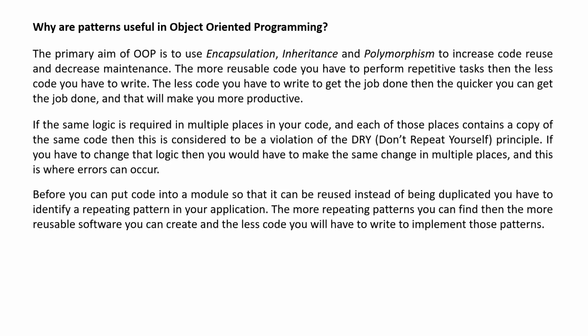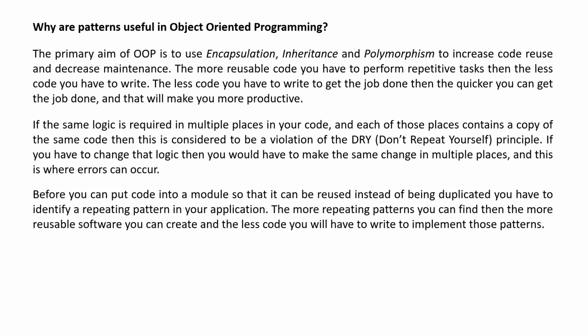Why are patterns useful in object-oriented programming? The primary aim of OOP is to use encapsulation, inheritance and polymorphism to increase code reuse and decrease maintenance. The more reusable code you have to perform repetitive tasks, the less code you have to write. The less code you have to write to get the job done, the quicker you can get the job done, and that will make you more productive.